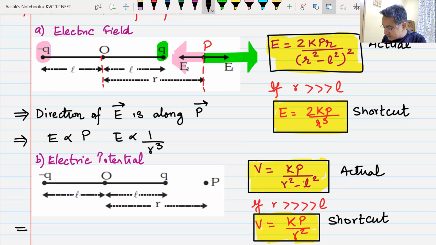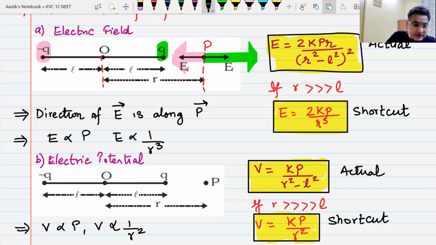And remember this point, potential is directly proportional to the dipole moment and inversely proportional to 1 by R square. These are the things that you must remember about electric field and electric potential created by an electric dipole at any point on the axis of the dipole. I'll give you 2 minutes to note this down.